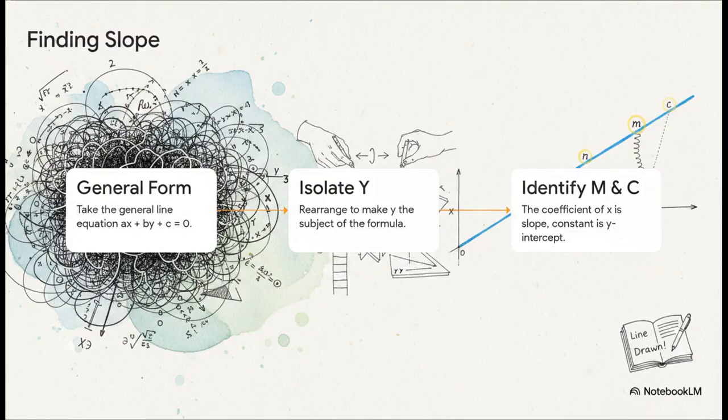Now, sometimes you're handed a messy, jumbled general equation, something like ax plus by plus c equals 0. How on earth do you find the slope and intercept from that? Well, you just follow these steps. Rearrange the algebra to isolate y all by itself on one side. Once you do that, your equation transforms into that famous format, y equals mx plus c. In this setup, whatever number is attached to the x, the coefficient, is your slope, m. And the number sitting all by itself at the end, the constant, is your y-intercept c. With just a tiny bit of algebra, the equation practically draws the line for you.